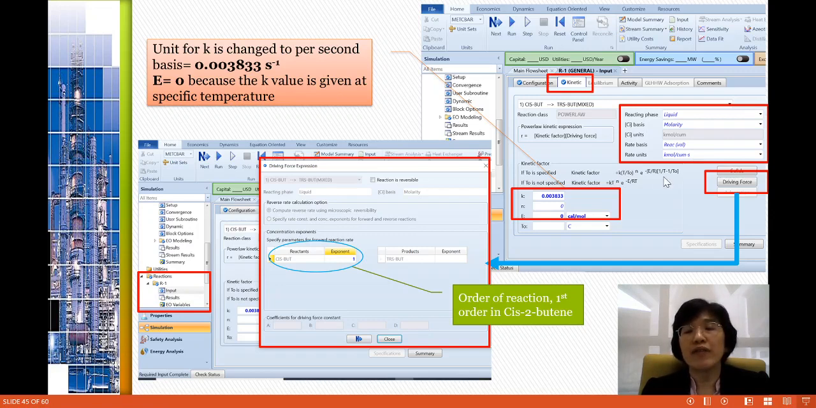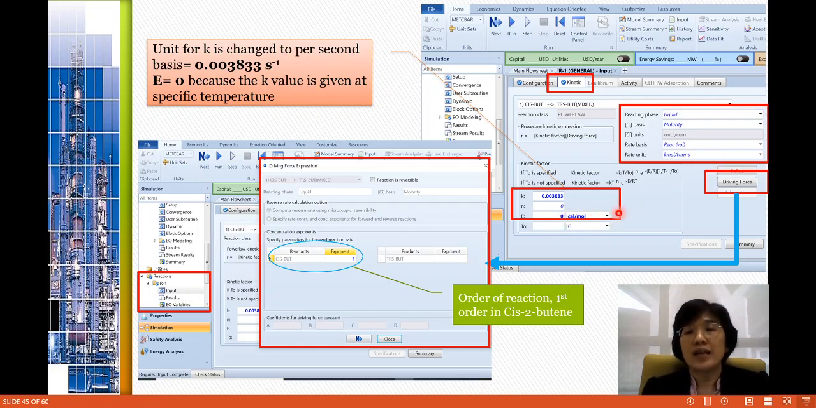Because the unit for the rate is on a second basis, we have to change the rate constant given just now. Instead of 0.23 per minute, we have to use 0.003833 per second. It's just because it should be on a second basis. Please, this is very important to avoid mistakes or errors in the simulation. So for activation energy here we put 0 because the rate constant given is at a certain temperature, which is at 25 degrees C. So E is 0 here, we have to set 0.